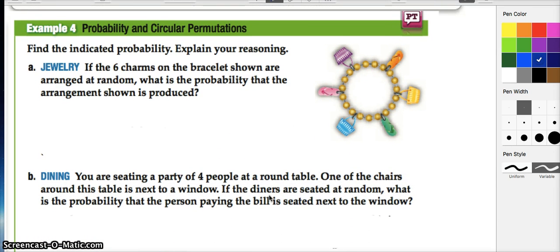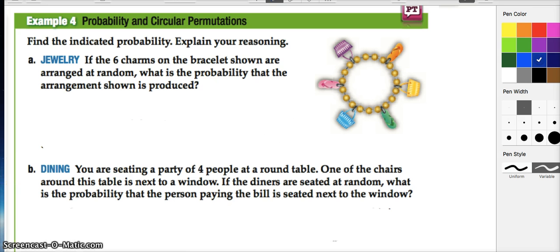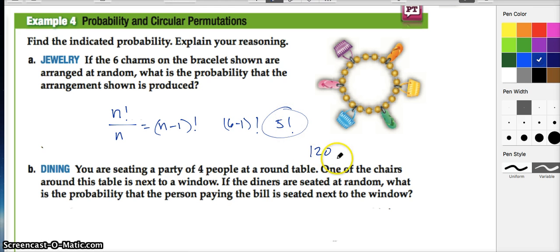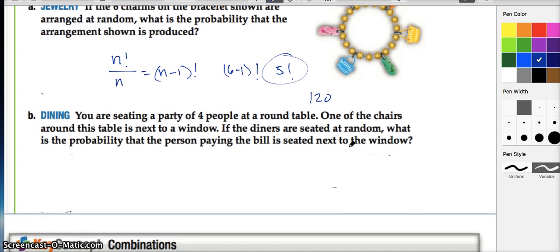Let's look at this example for the probability and circular permutation. Find the indicated probability, explain your reasoning. In part A, if 6 charms on a bracelet are shown and arranged at random, what is the probability that the arrangement shown here is produced? Well, you see what we've got. We've got 6 different objects arranged in a circle. So what really matters is how they orient with one another. Our rule tells us that it's n factorial divided by n, which gives us n minus 1 factorial. And so in this case, it would be 6 minus 1 factorial, or 5 factorial. So there are 120 different arrangements that we could have with that charm bracelet.